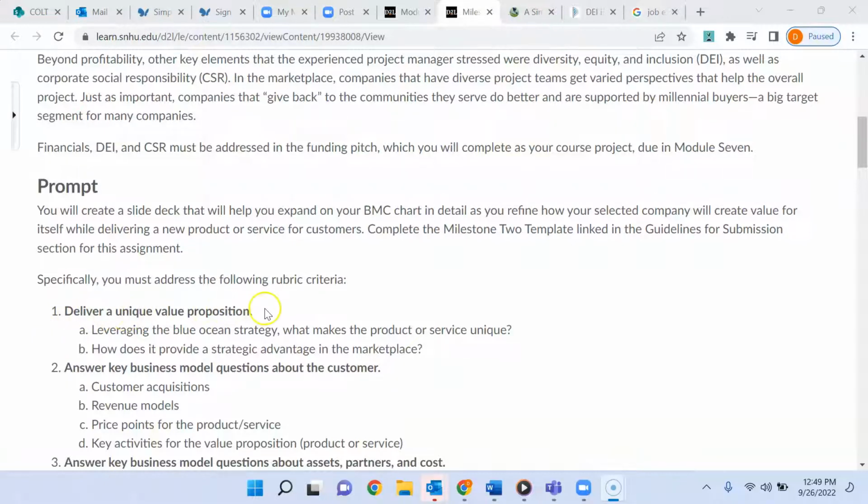When you're talking about your value proposition, you want to make sure that you're being innovative here, and you want to address these things. Number one, leveraging the blue ocean strategy. What makes the product or service unique? What are we really saying here?